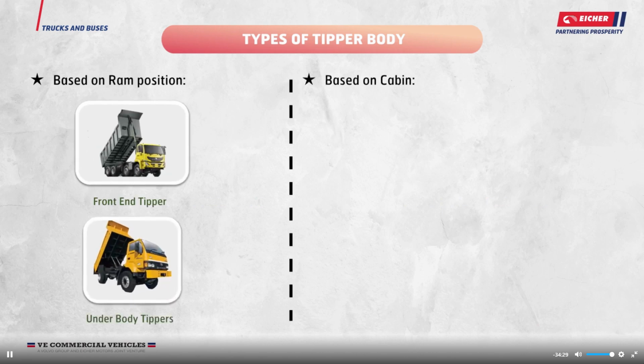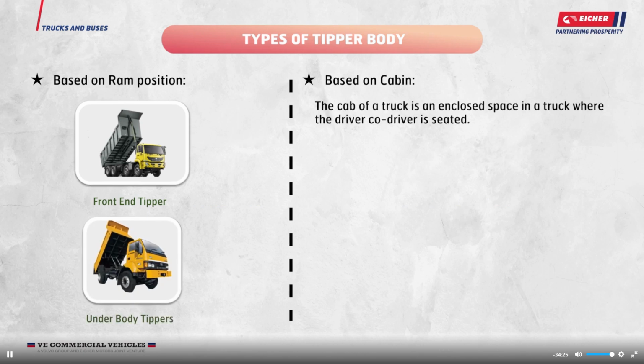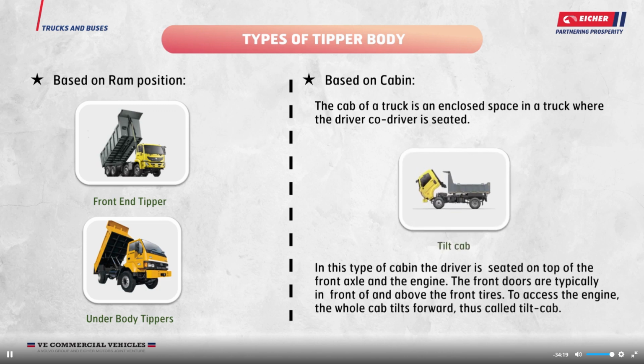Different types of tipper body based on cabin are: the cab of a truck is an enclosed space in a truck where the co-driver is seated. Tilt cab: in this type of cabin, the driver is seated on top of the front axle and the engine. The front doors are typically in front of and above the front tires. To access the engine, the whole cab tilts forward, thus called tilt cab.